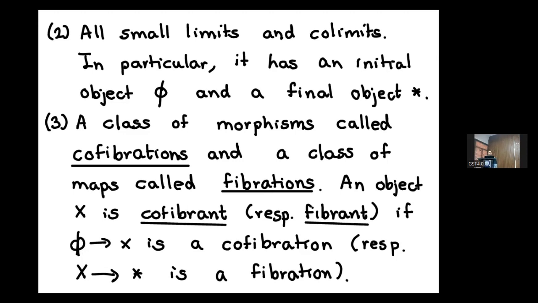Well, they are not all the cofibrant objects, but they are some of the cofibrant objects in the category of topological spaces. And similarly, there's some class of maps called fibrations. And we say an object X is fibrant if the map from X to the final object is a fibration. Okay, so this is not telling you anything really, but I'm just saying that there is some mechanism like this that we want to generalize.